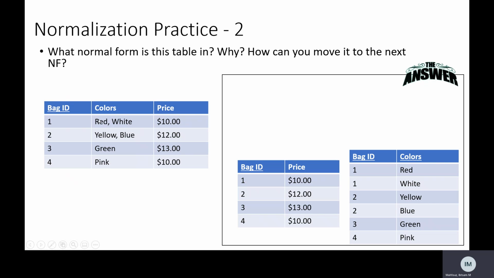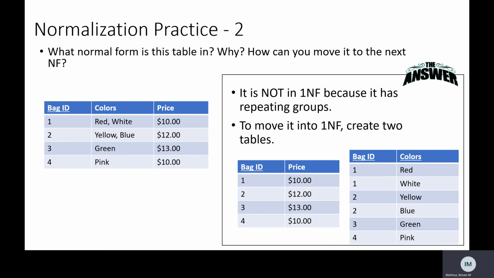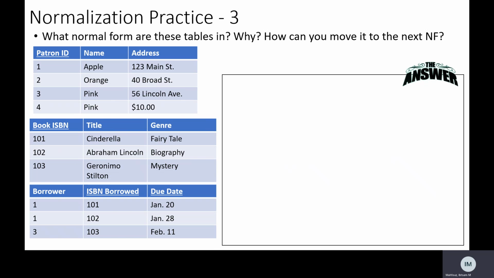So what should I do? Well, I would duplicate these two rows. I would have one red, one white, two yellow, two blue. And once I do that, I will notice that my bag ID is no longer unique. So what should I do? I should split. I should have the bag ID and the price in one table, and then the colors that are bought in another table. So this table was not in any normal form, but we now moved it to first normal form by creating two tables.